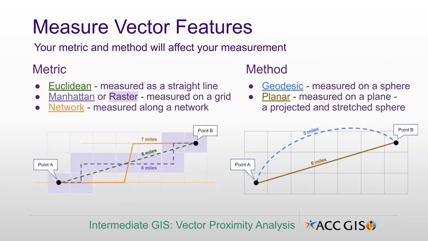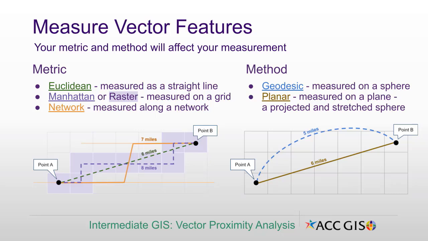Now, before we discuss different analytical approaches for measuring data, we need to understand that our metric and method will affect our measurement. For example, different types of metrics include Euclidean, Manhattan or raster, and network will measure different distances between point A and point B. In the example below, a Euclidean or straight line measurement measures as 6 miles between point A and point B, shown as the green dashed line in the image.